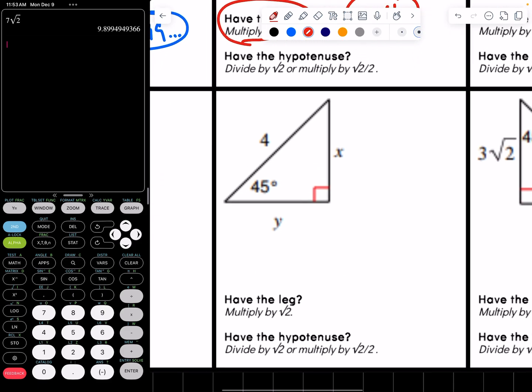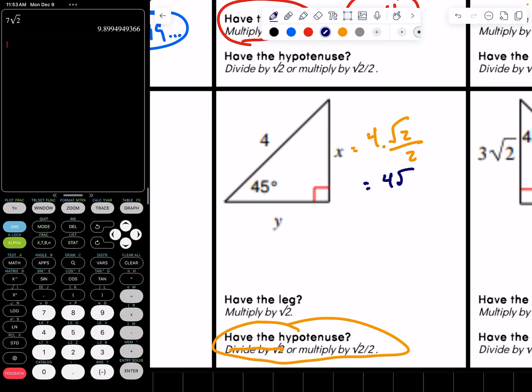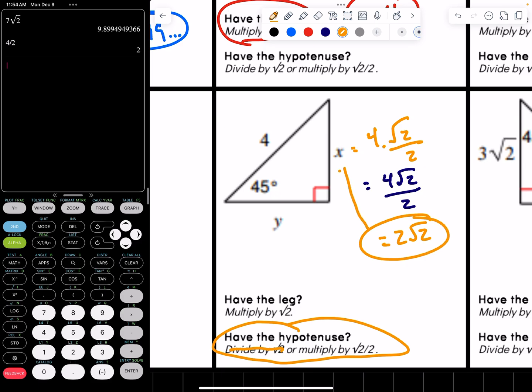Down here, we're given our hypotenuse. This is going to be a situation where we don't want to divide by root 2 because we have a whole number. We're going to end up multiplying by root 2 over 2. So in order to find x and y, we're going to take 4, and we're going to multiply by root 2 over 2. So when I do that, I end up with 4 root 2 over 2, and 4 divided by 2 is just going to be 2. So we end up with 2 root 2 for x and y.